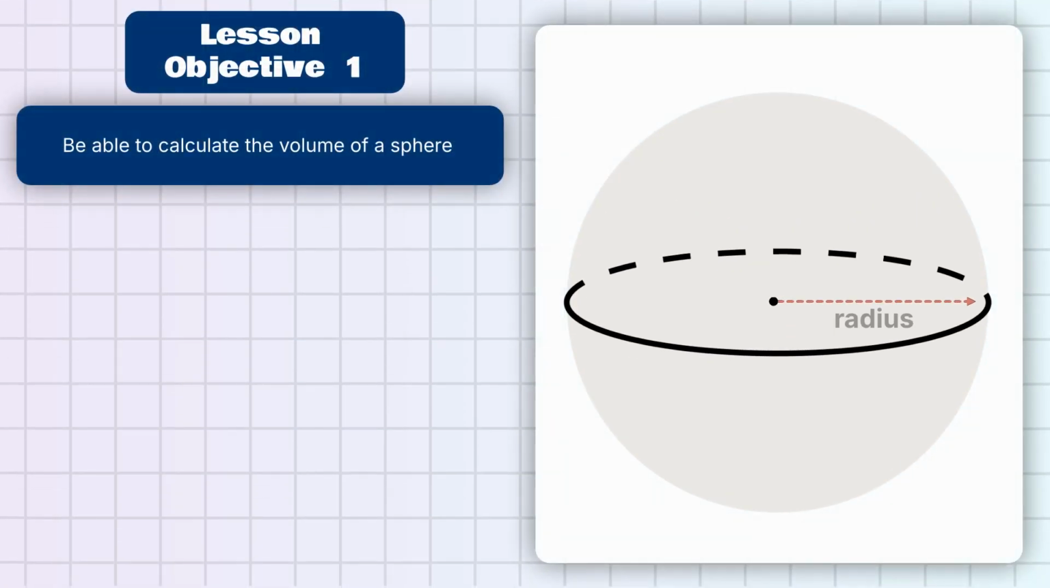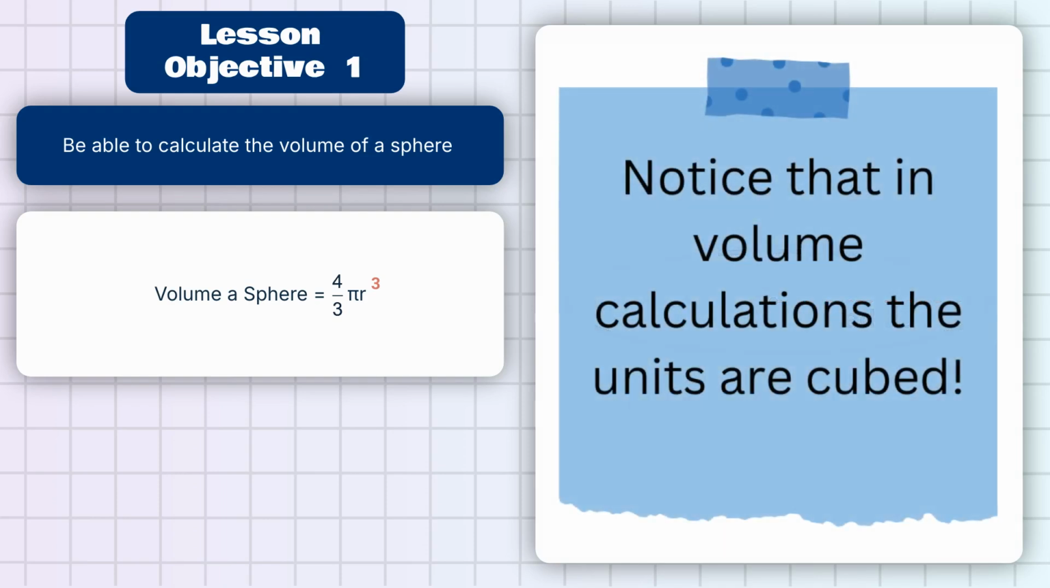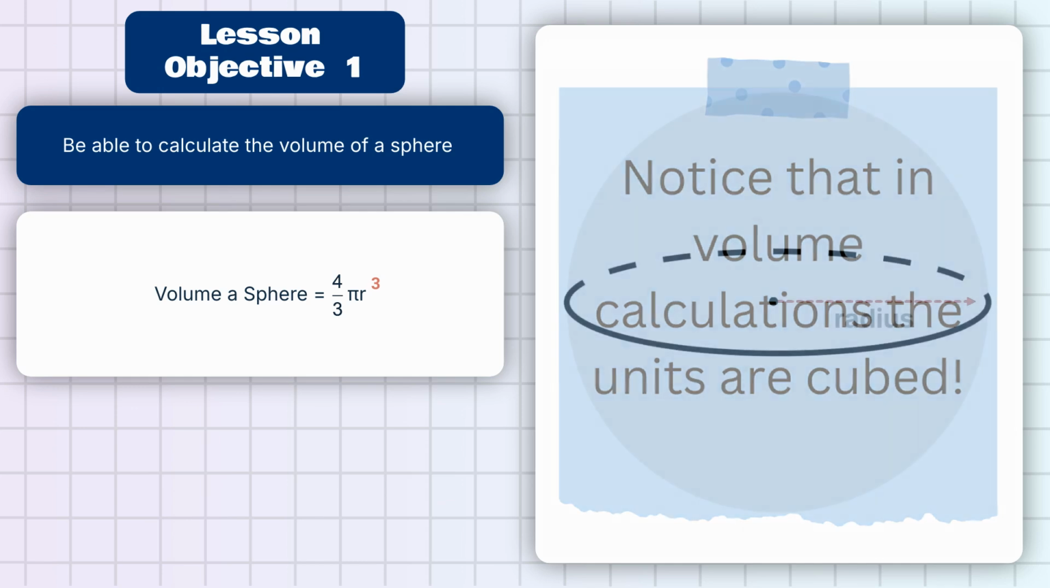Starting with spheres, the volume of a sphere is calculated using the formula 4 over 3 pi r cubed, where r is the radius of the sphere. Note that here the radius is cubed compared to the surface area formula where it was squared. That is because volume is a three-dimensional quantity while surface area is a two-dimensional one. This is also why in volume calculations the units are cubed.